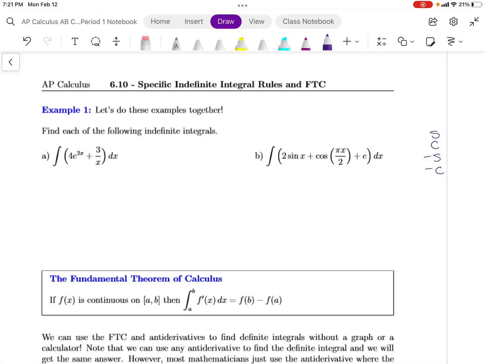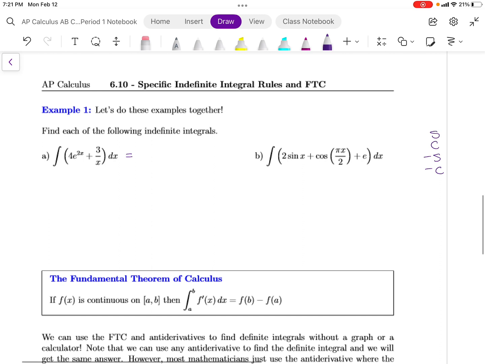Okay, so now we're going to find indefinite integrals just using the rules. So we've learned all the rules that we're going to learn thus far. Like I said, we'll do some more u-substitution later in the course, and then that will complete it for AP Calc AB. But for right now, we're just going to get some practice with the rules that I've taught you guys.